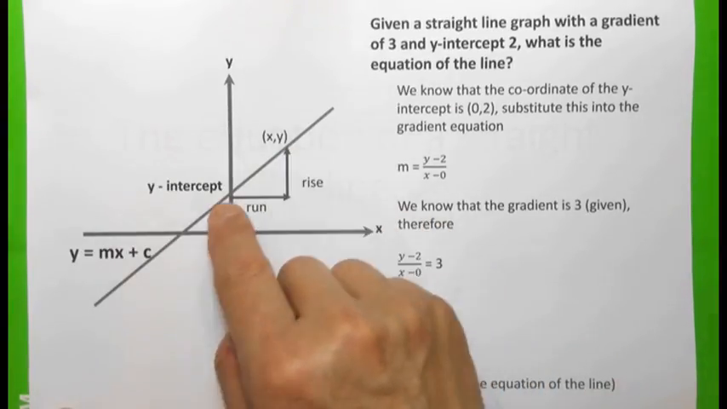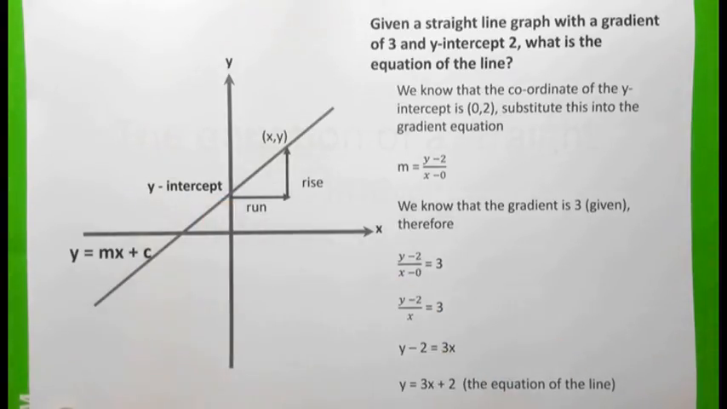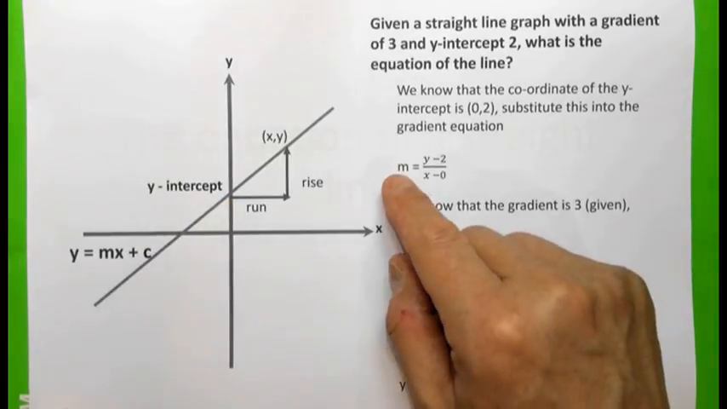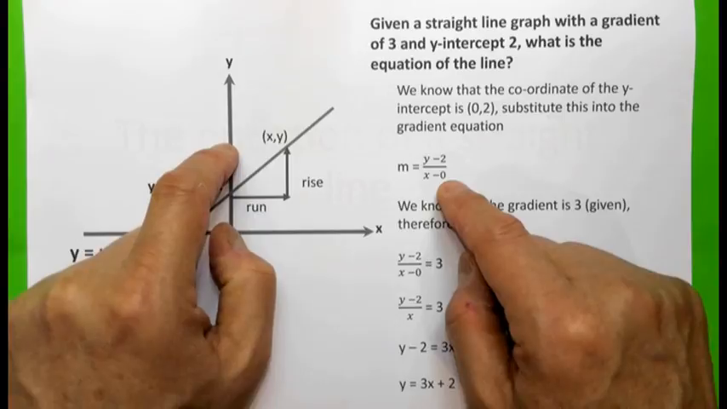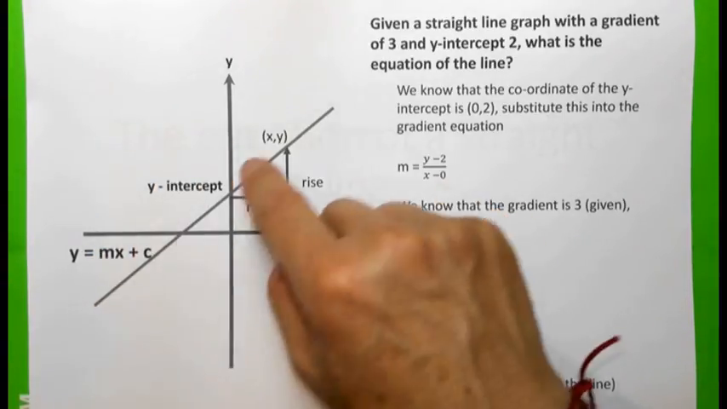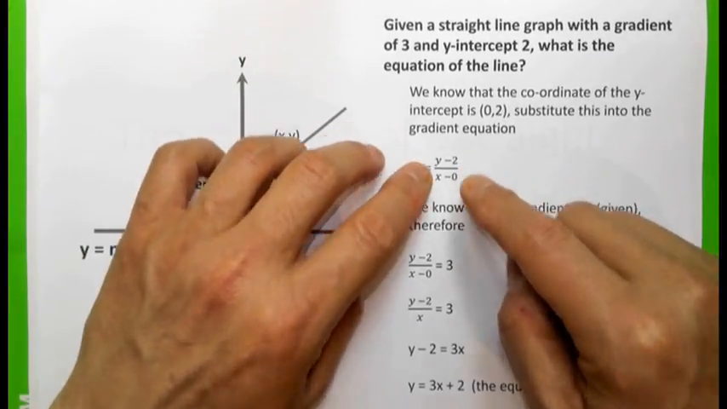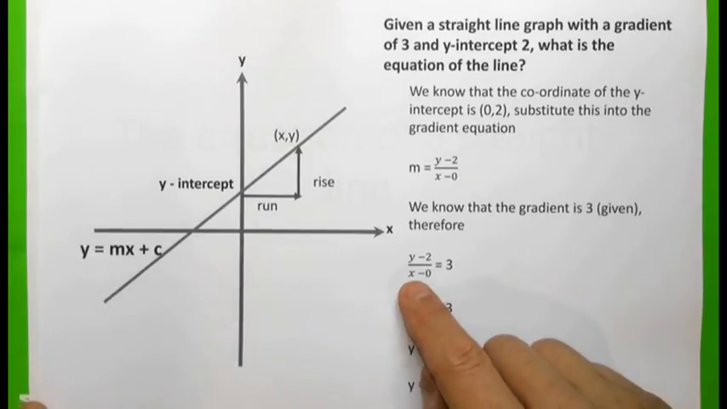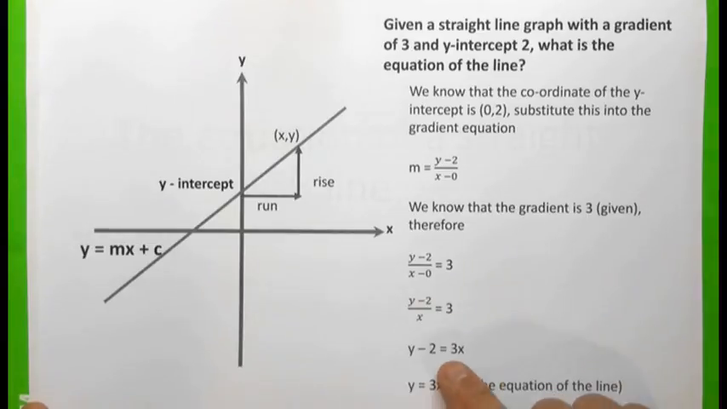Alright? So let's do this. We have (x, y), and this point here is x is 0, y is 2. So, using the gradient equation, m equals (y minus 2) over (x minus 0). We also know that the gradient m is 3, which is given. Therefore, this equals 3. x minus 0 is just x. So by manipulating, we know y minus 2 equals 3x, and the equation of the line is therefore y equals 3x plus 2.